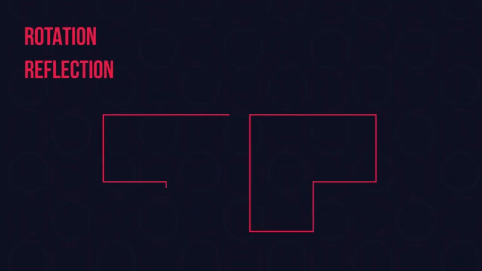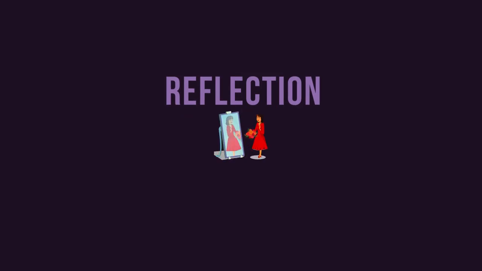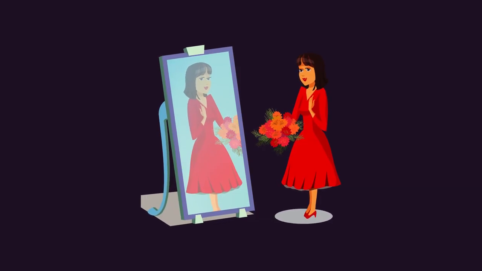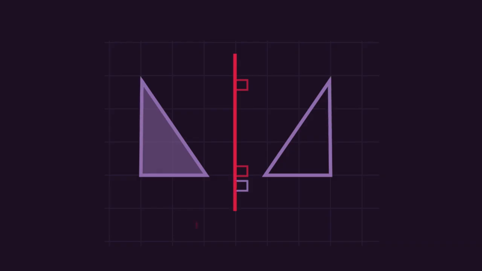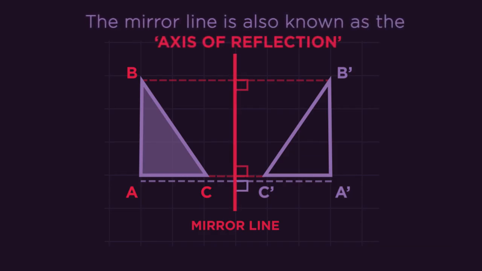There are 4 types of transformation that we learn about in maths. In this video, we're going to learn about reflections in more detail. Look in a mirror, and you see your reflection. In maths, it's pretty much the same thing. However, instead of a mirror, there's a mirror line. The mirror line is also known as the axis of reflection.